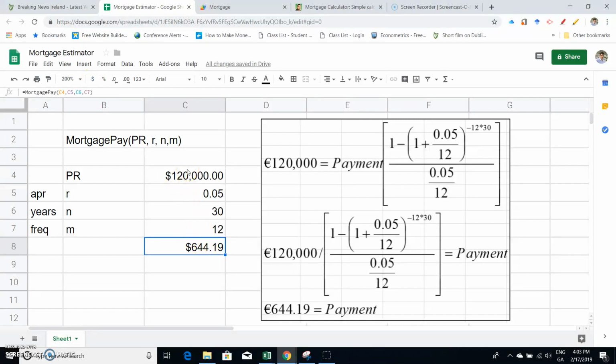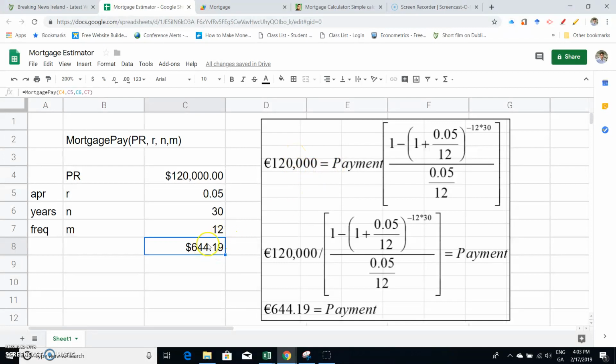So if we borrow $120,000 and the interest rate, again, this is 5% expressed as a decimal, then the mortgage repayment per month is $644. This is something that could be worked out manually.